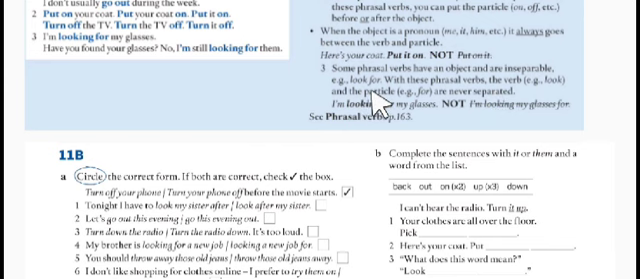For example, look for. We can't separate this phrasal verb. With this phrasal verb, the verb, for example, look, and the particle, for example, for, are never separated. Here is an example. I am looking for my glasses. I am looking for my books, for example. I am looking for my phone. I am looking for my pen. We can't say I am looking my glasses for.